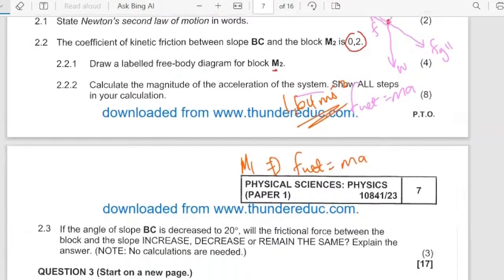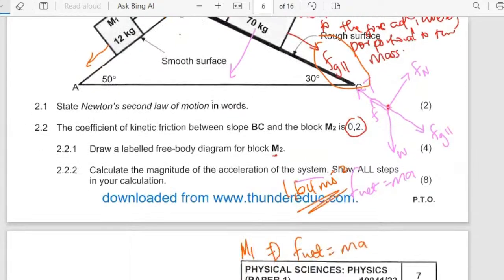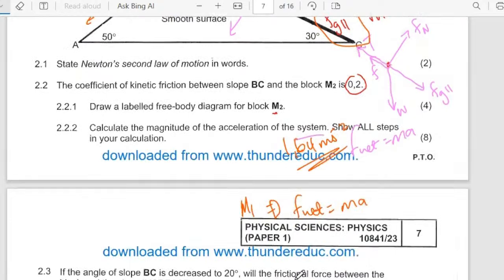Then 2.3, they're telling us if the angle of BC is decreased to 20, will the frictional force between the block and the slope increase, decrease, or remain the same? So in this case, remember our frictional force, we said it's mu mg cos of theta.